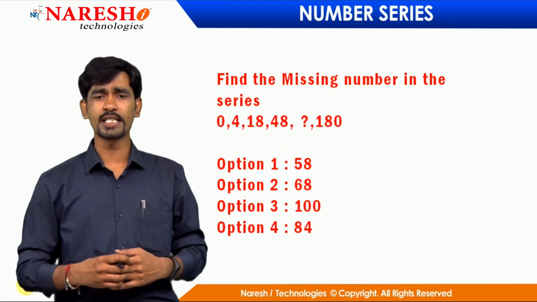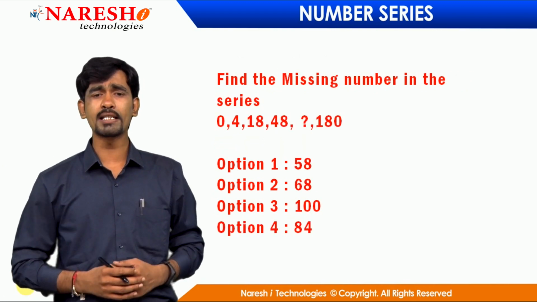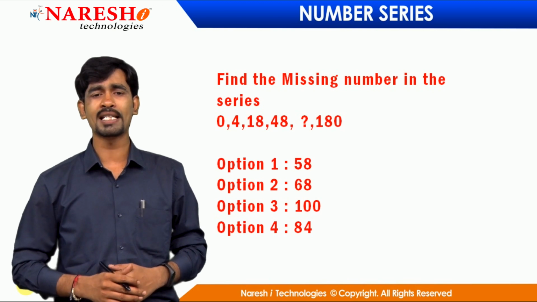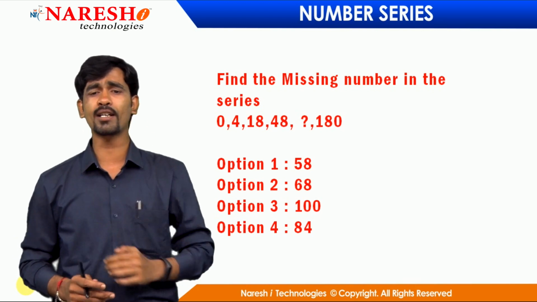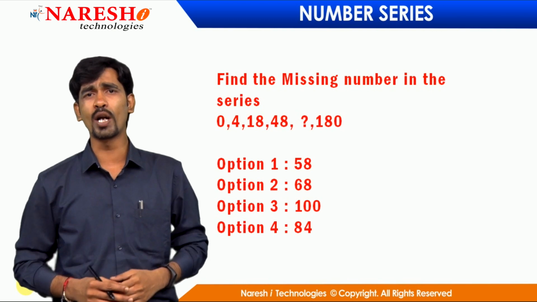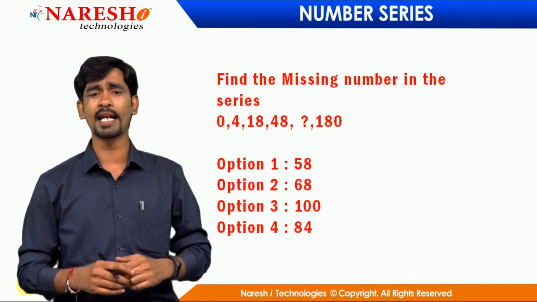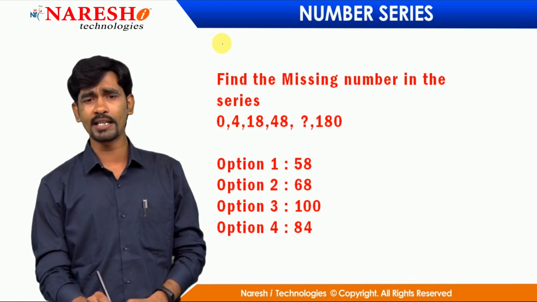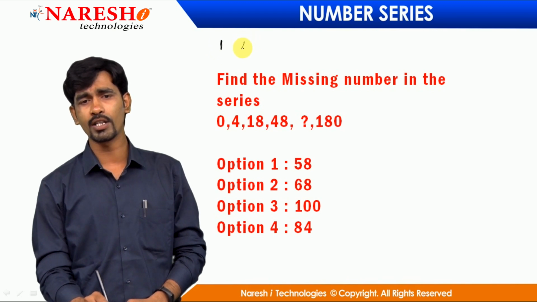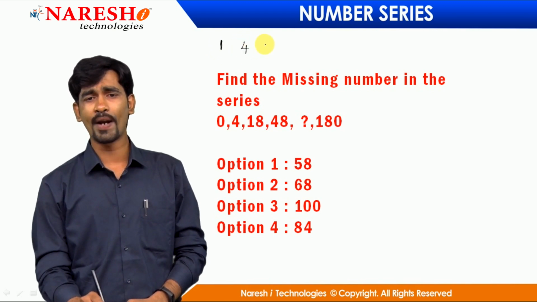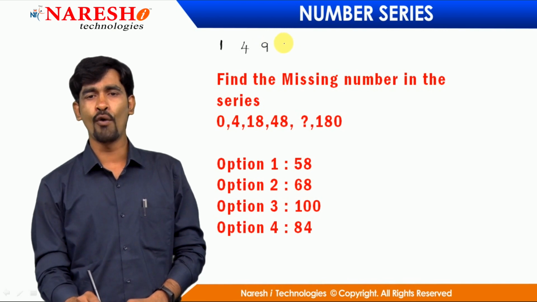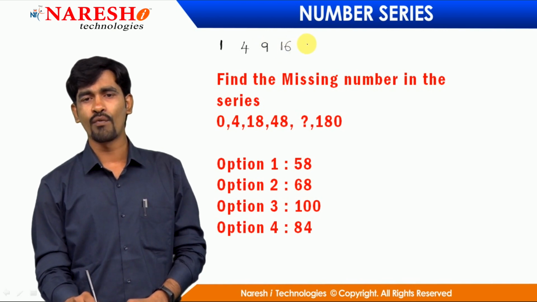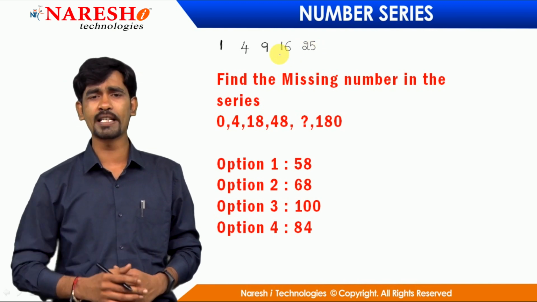Look at the next question given here. What is the missing term in the given sequence? It started with 0, 4, 18, 48, question mark, 180. We need to find the value which can be suitably fixed in place of the question mark. If you look at these numbers, 1 square is 1, 2 square is 4, 3 square is 9, 4 square is 16, 5 square is 25. So let us look at some pattern followed by these numbers.